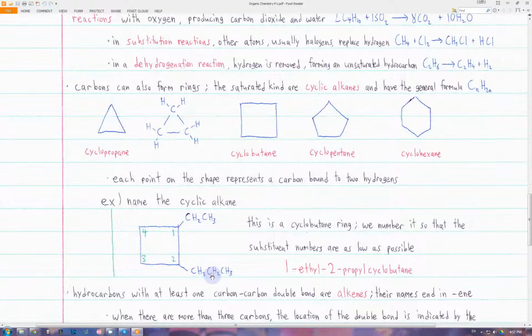So in order for these groups to be given the lowest number possible, these 2 spots have to be 1 and 2. So we can number it this way, so that in the 1 position we have the ethyl group, and then in the 2 position we have the propyl group, and then we have the root name cyclobutane.